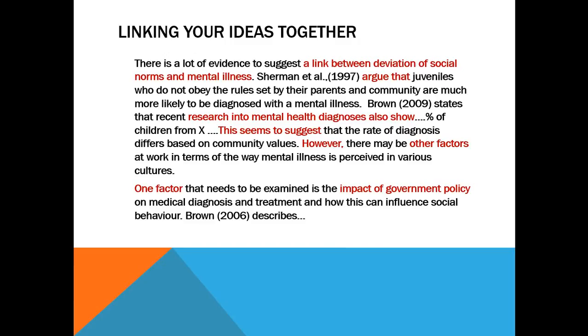We've got that article we found before. "Sherman argues that juveniles who do not obey the rules set by their parents and community are more likely to be diagnosed with mental illness." There's your factual information. We haven't got to the "so what" yet.